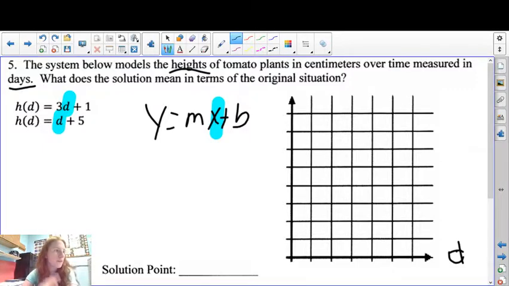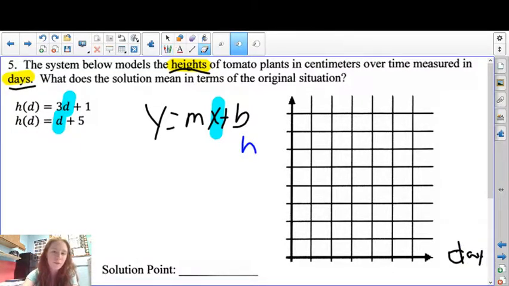Sorry, I hit the side of my computer. It causes everything to zoom out. What does the solution mean in terms of the situation? So I have two things it could be. It could be height, or it could be days. Well, does it make sense to use the letter D for height? No, it makes sense for days. So down below, instead of our x, we're going to have the amount of days. Conversely, when we go up and down, we're going to call this my height.